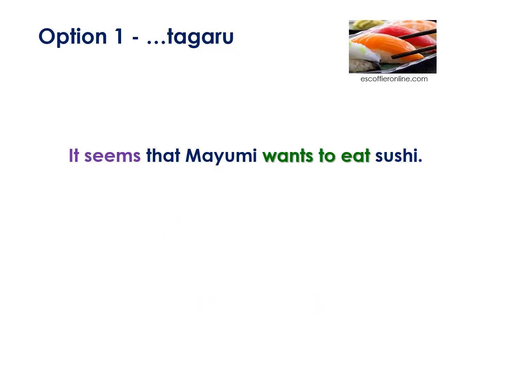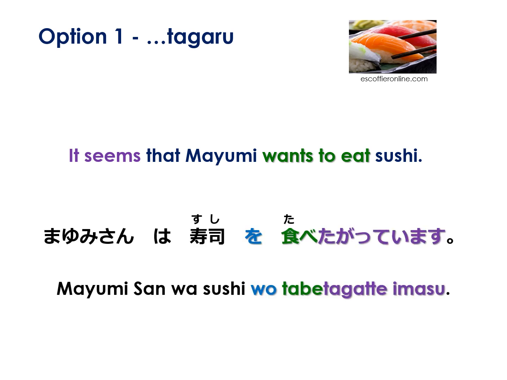For example, to express that Mayumi wants to eat sushi, you can say Mayumi-san wa sushi o tabetagatte-imasu. It means, it seems that Mayumi wants to eat sushi. We use the progressive form tagatte-imasu for this because it's an ongoing desire of Mayumi's. When using tagaru, you can no longer use the particle ga to mark the direct object, but have to use wo. And this is because tagaru is now a full verb and no longer an adjective.